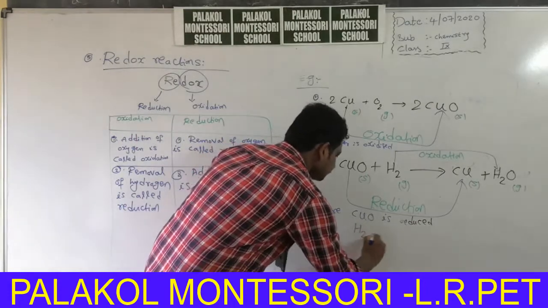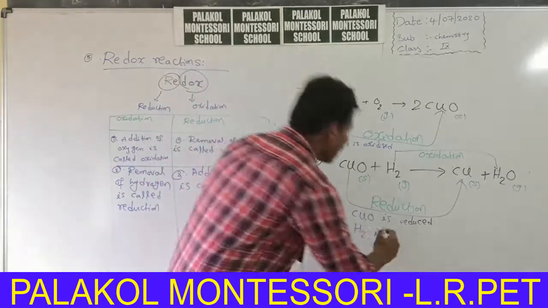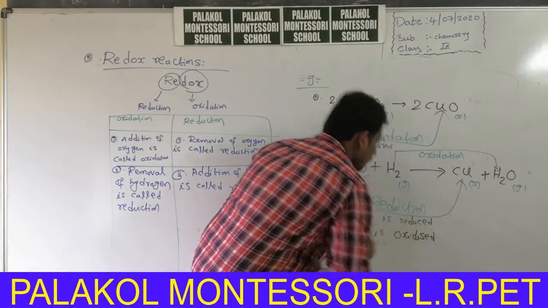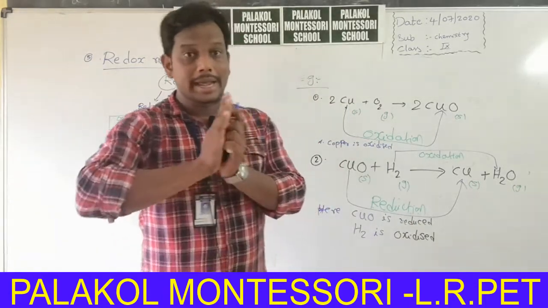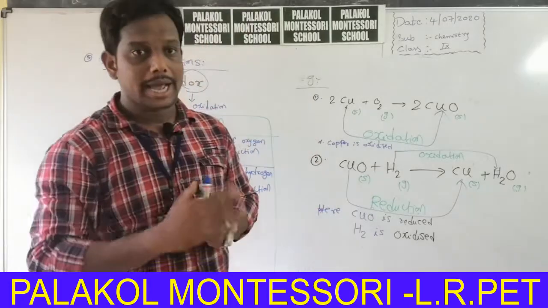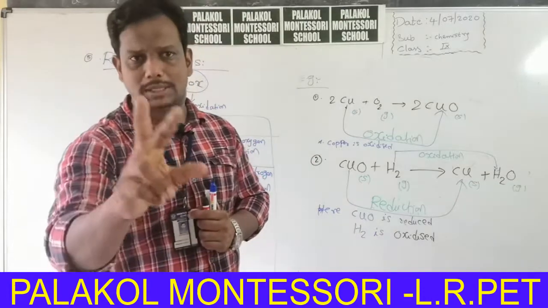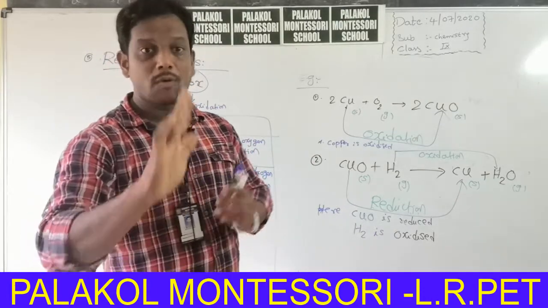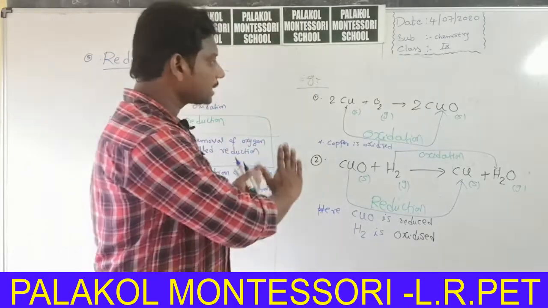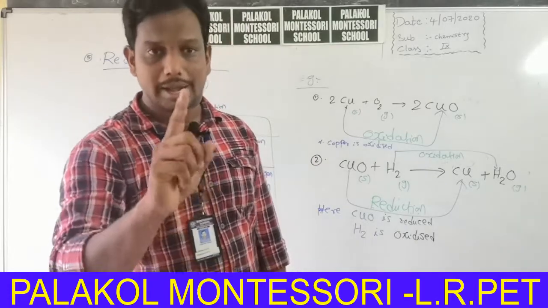Hydrogen is oxidized, which means oxidation takes place. A reaction in which both oxidation and reduction take place is called a redox reaction. That means in a particular reaction both the oxidation process and the reduction process take place simultaneously. That type of reaction we call a redox reaction.